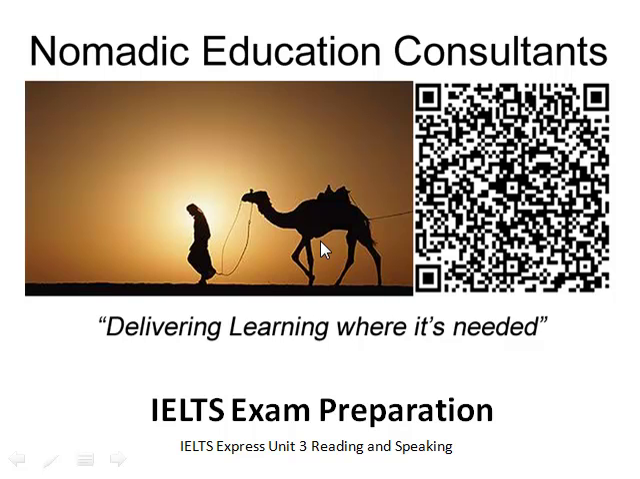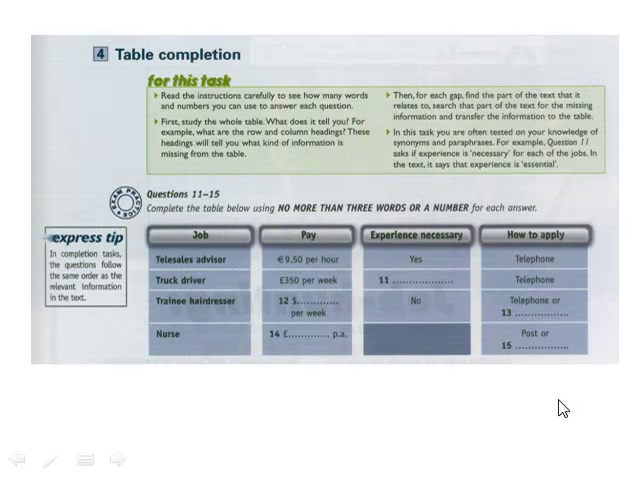IELTS exam preparation. This is part 2 of our look at reading in the theme of jobs and job hunting. So let's continue on to look at table completion. Okay, for this task we need to read these instructions carefully, and we need to study the whole table, and see what it tells us.